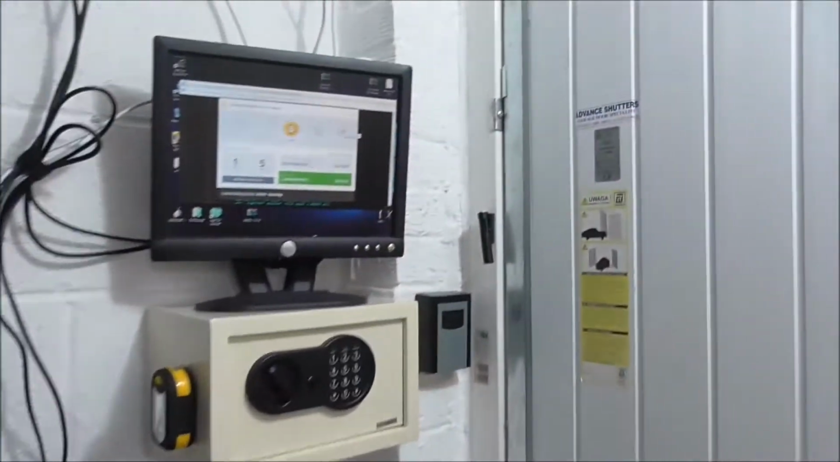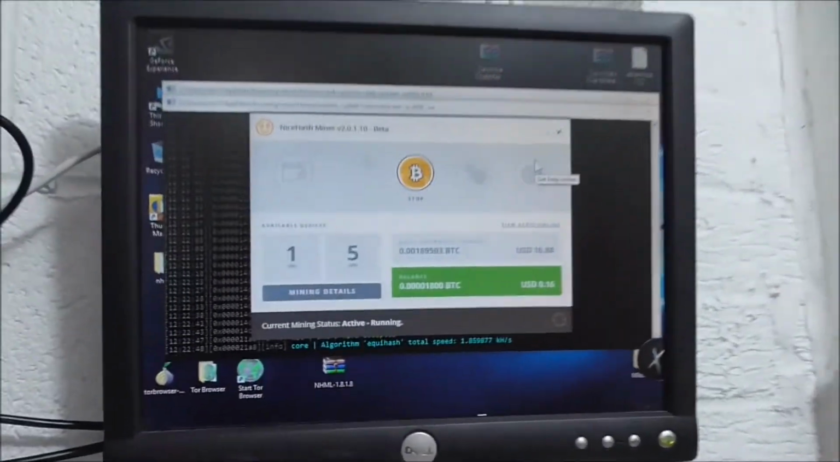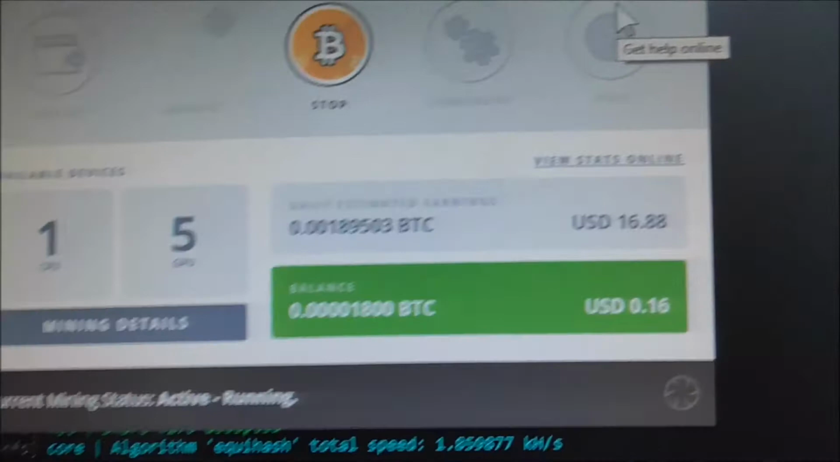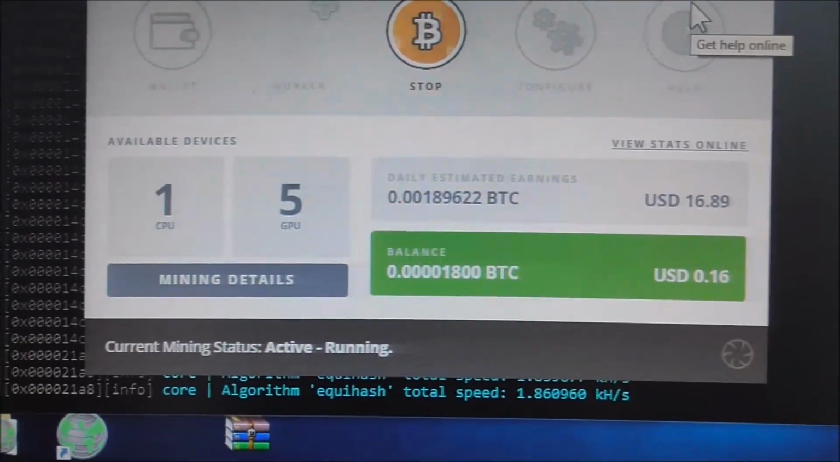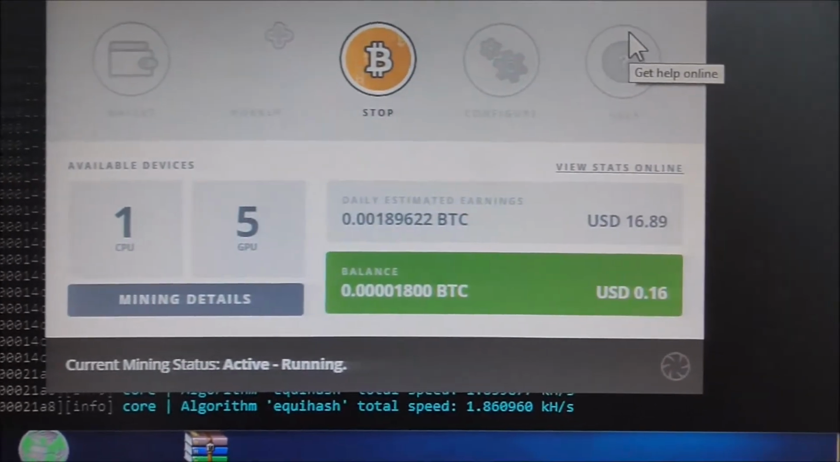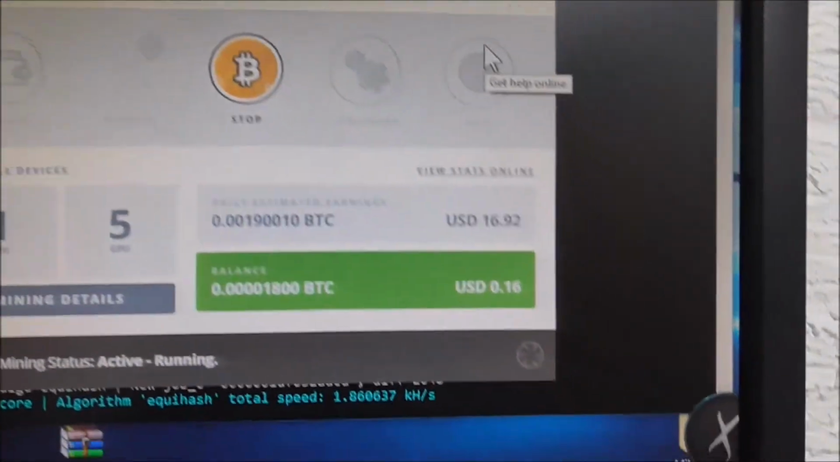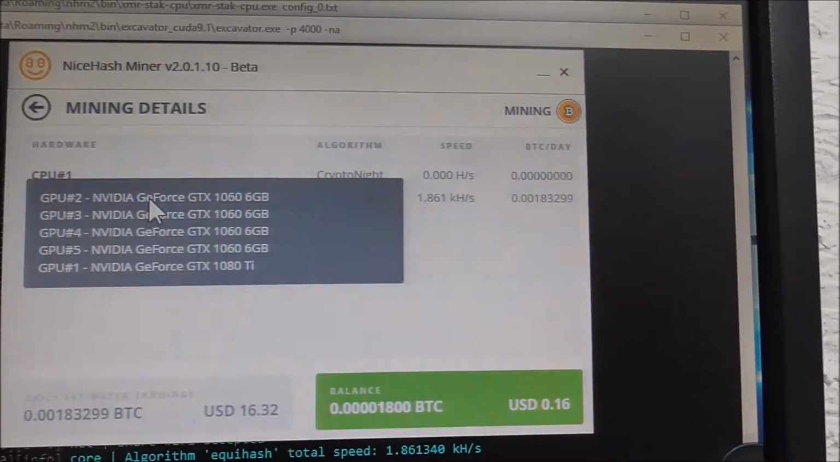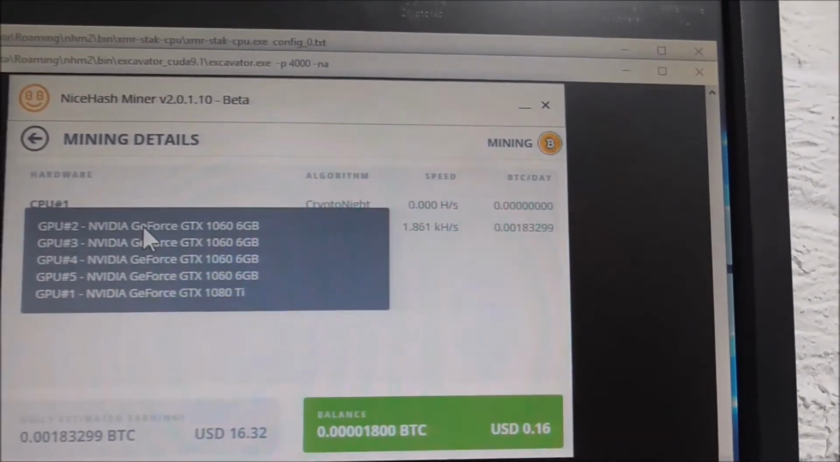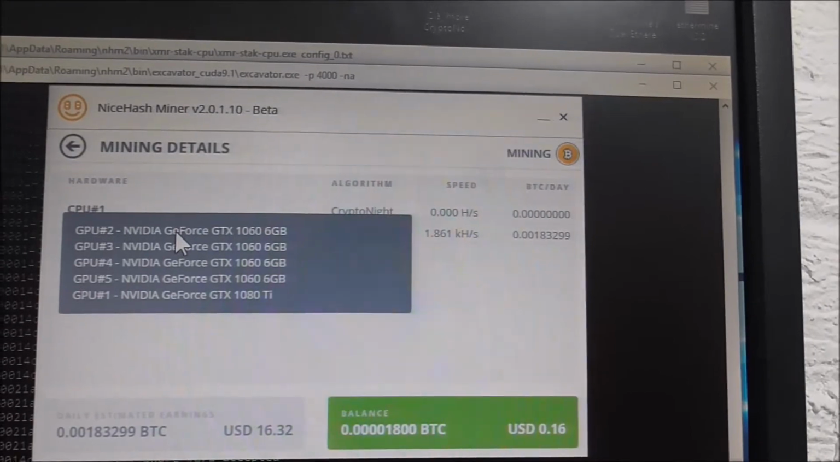As far as mining, well, as you can see, we've got one CPU mining, which is an i7-4790K, and five GPUs. So as you can see, we've got four 1060s and one 1080 Ti.